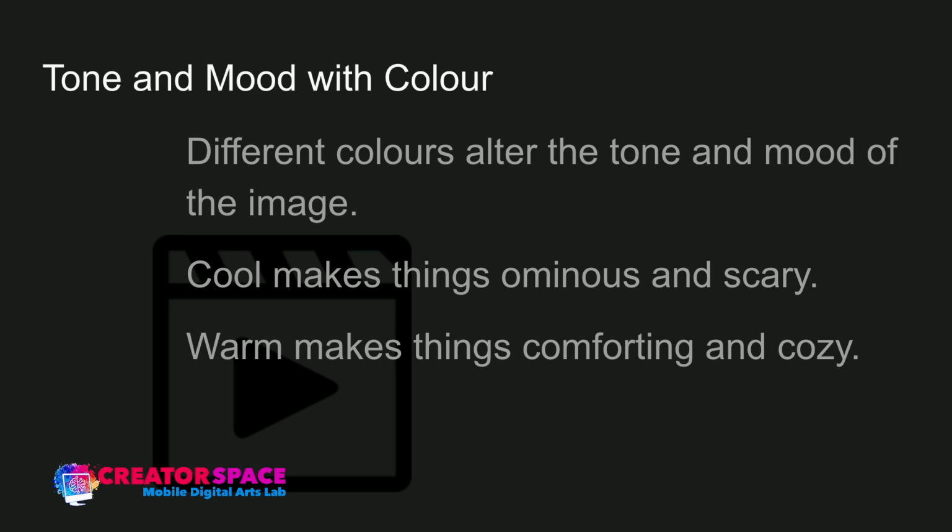So here we get into tone and mood. The different colors can alter the tone and mood of the image. So, the colors can make things ominous, like cool. A cool color can make things ominous and scary. And then warm colors like yellows, reds can make things really comforting and cozy. And that's really important to remember.